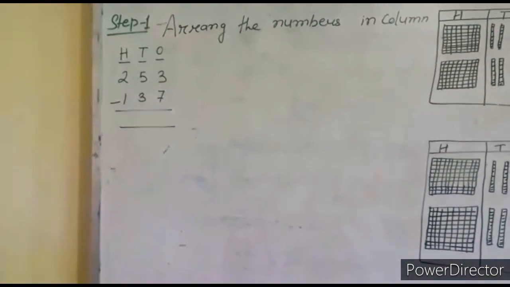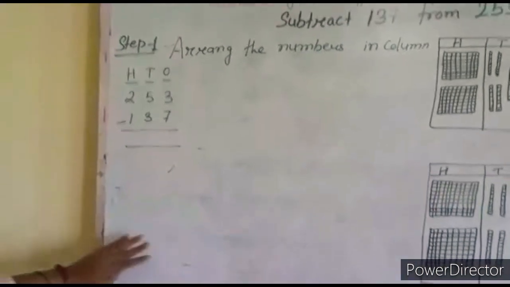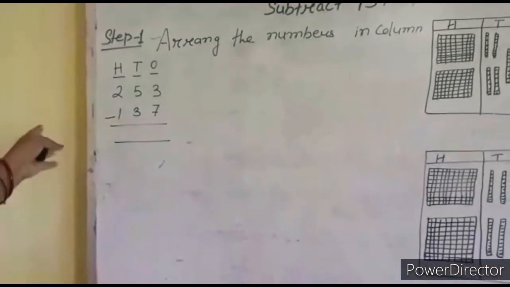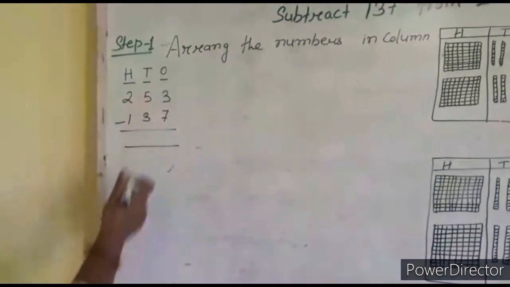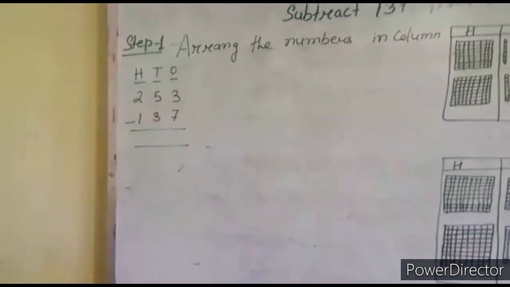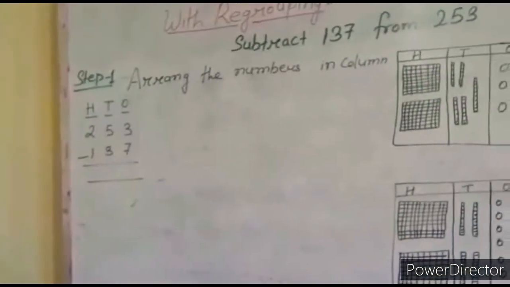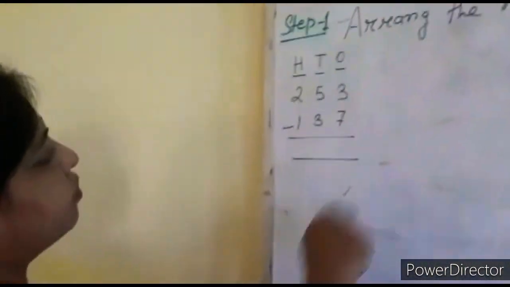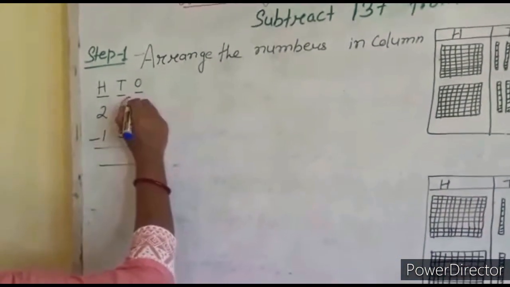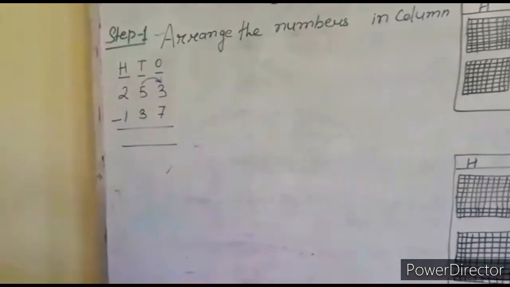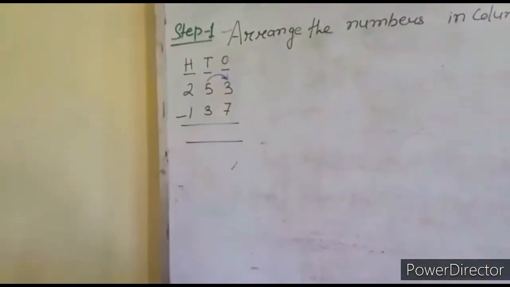As I told you so many times, in subtraction the bigger number will be on the top and the smaller number at the bottom. Here the same problem is there. The 3 is smaller than the 7, so we have to regroup the numbers. So what to do? The 3 will take 10 ones from the 5, that is from the tens column.